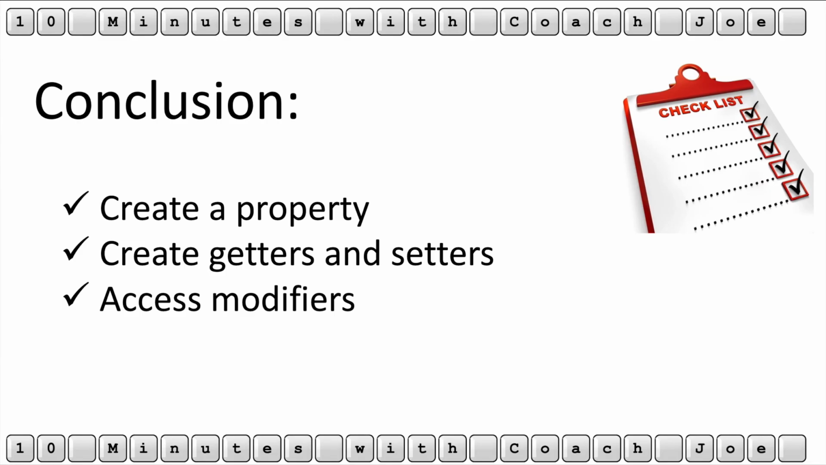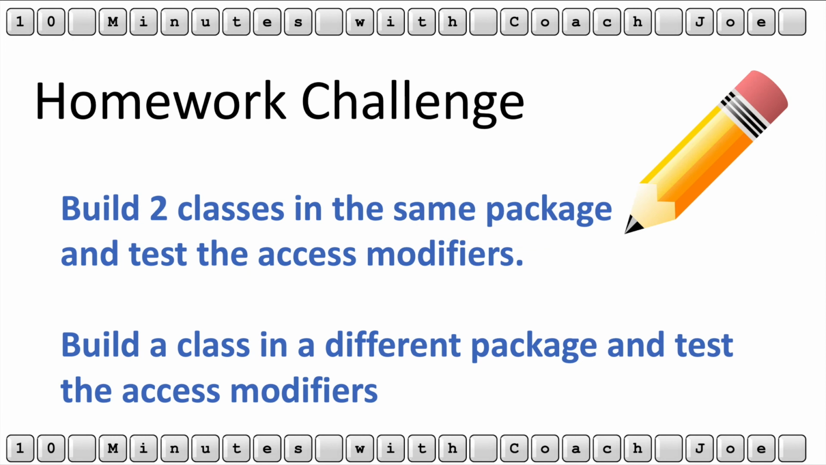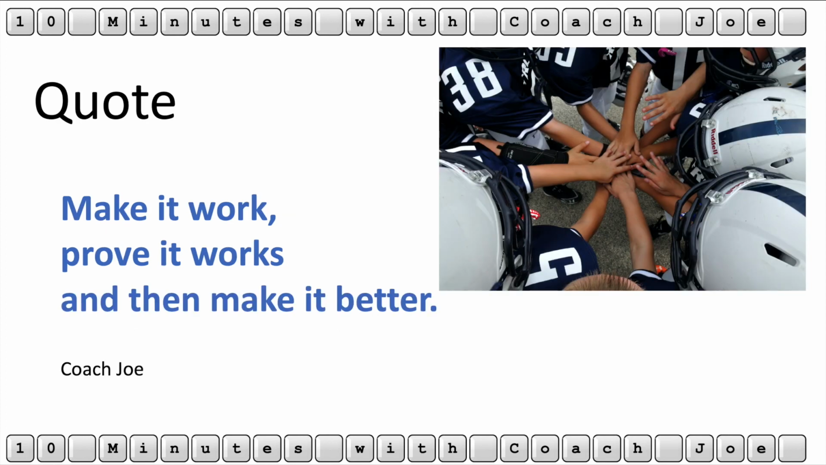You should now have a basic understanding of how to create a property along with the getters and setters. You should also have an understanding of access modifiers. Over the last 3 lessons, we have covered the basics for the class, constructor, methods, properties, and access modifiers. Your optional homework assignment is to build 2 classes in the same package and test the access modifiers. Build a class in a different package and test the access modifiers. In the next lesson, we'll discuss variables and data types.